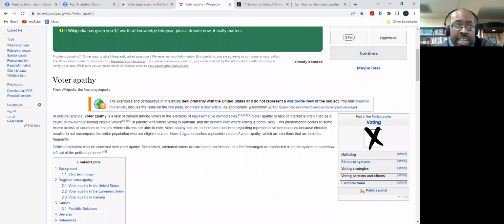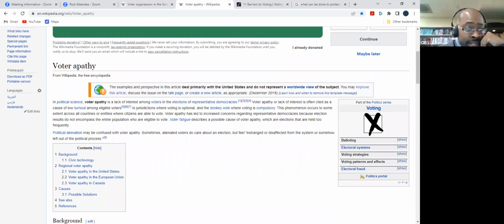So next we have what is called voter apathy. So what is voter apathy? In political science, voter apathy is a lack of interest among voters in the election or representative democracy. Voter apathy or lack of interest is often cited as a cause of low turnout among eligible voters.